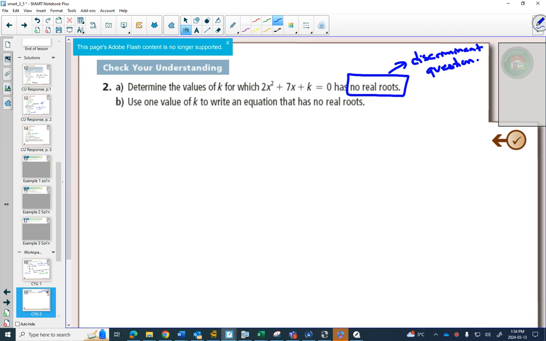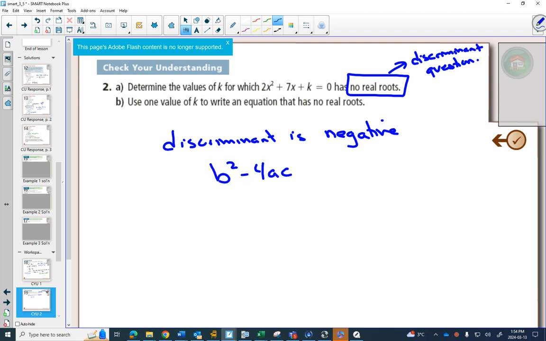And because it has no roots, it's also telling you that the discriminant is negative, because you can't take the square root of a negative. In other words, the b squared minus 4ac has to be less than 0. And this is creating an inequality. Well, what can we do with this inequality?